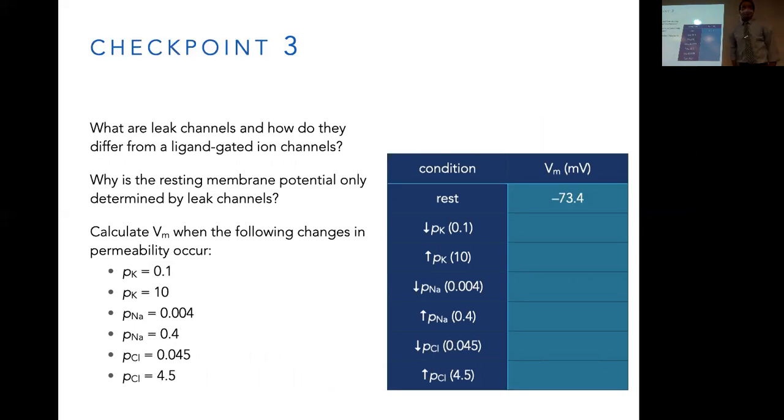So what's a leak channel? What is that? What do you think of when you hear leak? Yeah, always open. Just always letting the ions move through the membrane all the time. What about a ligand-gated ion channel? What does that sound like? Great. What opens it? You got it. It's exactly what it sounds like. Can you give me an example of a ligand that might open a ligand-gated ion channel?